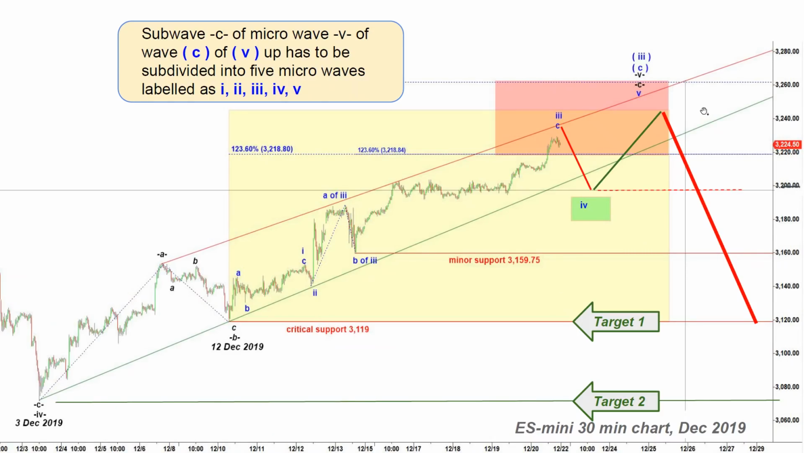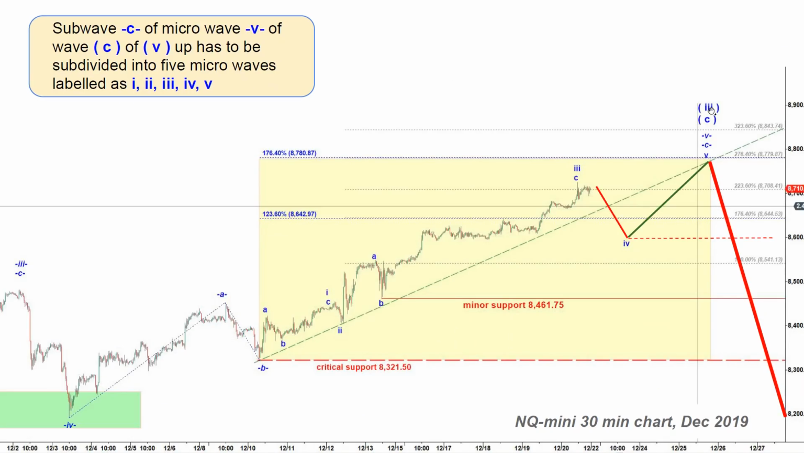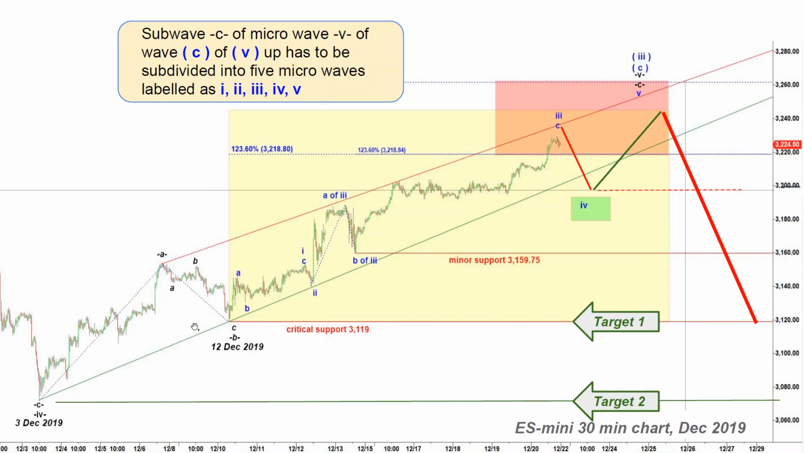And the very same story about ES mini, so it was NQ mini and this is ES mini. We also focus on that very final 5-wave up microstructure, which is subwave C of wave 5 of a lower degree, which itself is about to complete wave 3 of a higher degree. So when we switch to a lower time frame, we can use that lower time frame to confirm completion of a wave on a higher time frame.